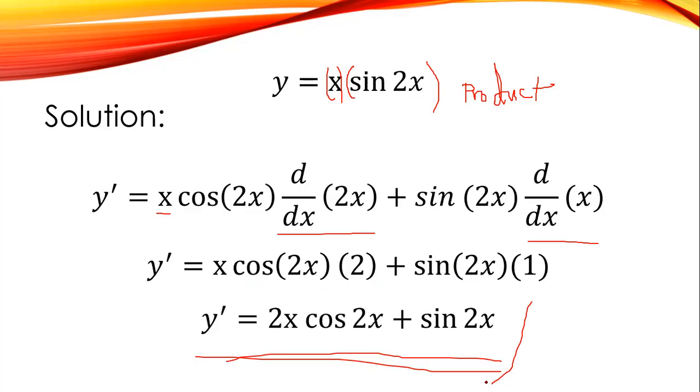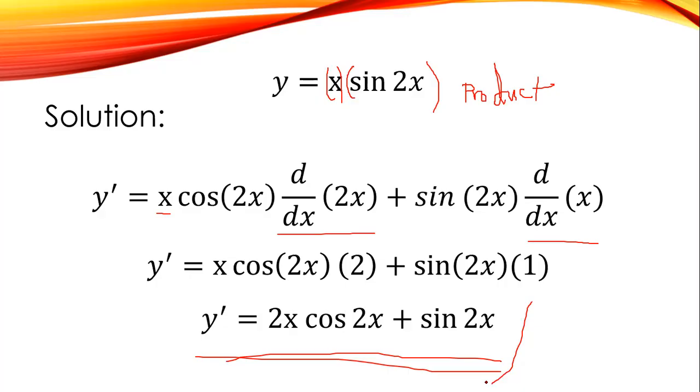So from the given, we can say that x is multiplied by sine 2x. When we are multiplying two terms, we have to use the product rule, the differentiation rule, wherein you copy the first and then take the derivative of the second, plus copy the second and then the derivative of the first.